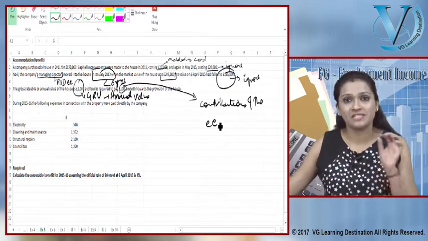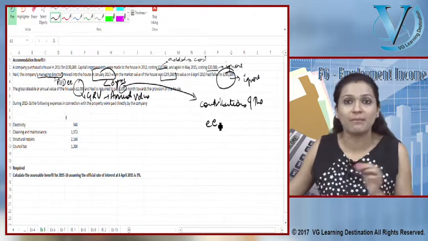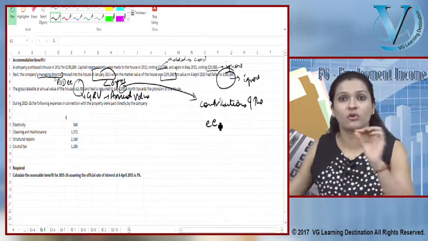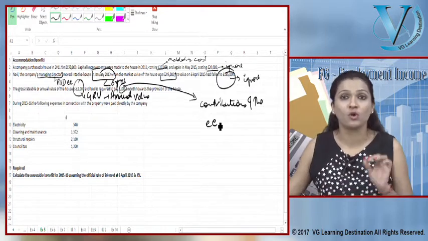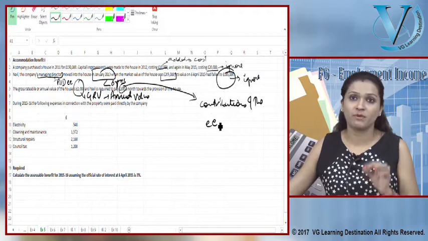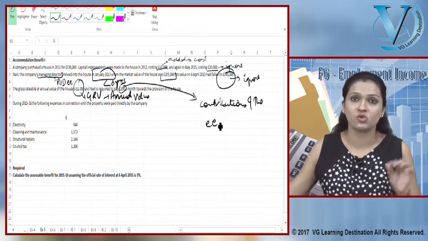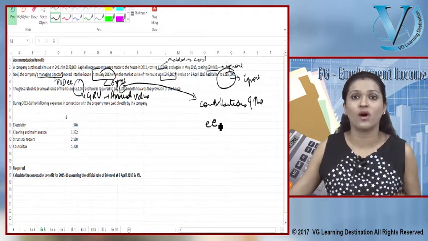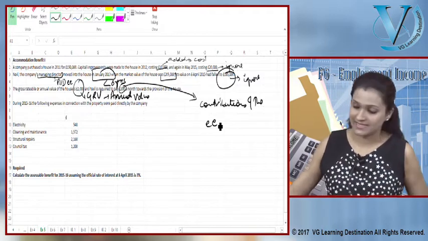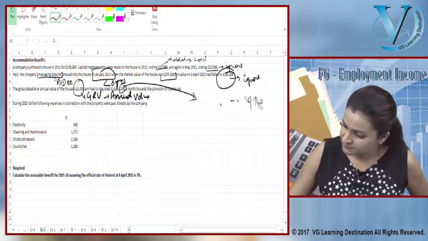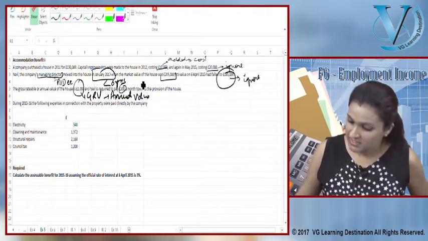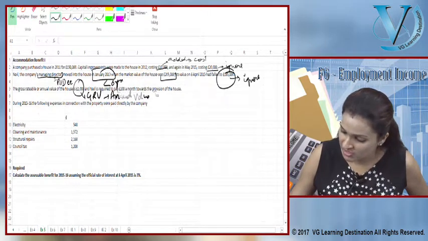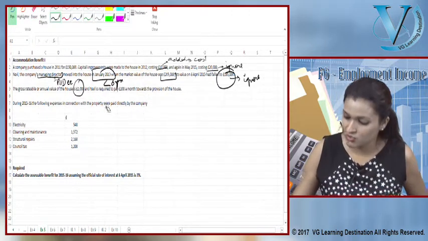So make sure that as soon as you're reading the question, you're scribbling on the question paper itself which figure goes where, which figure you're going to use when, and which figure is purely for you to ignore because it is given just to confuse you in the exam. So make sure that you're making your notes as you are reading the question itself. So what do we have here? We have our gross rateable values. We've been given contribution as well. What else is given to us?